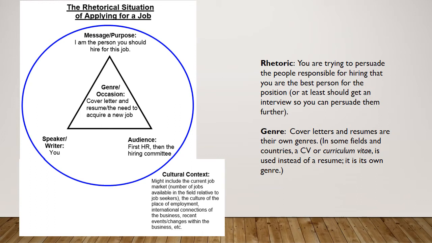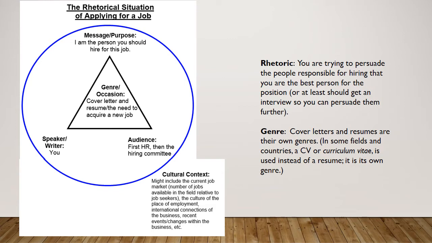You might also want to know recent events or changes within the business. Is there a new CEO? Perhaps there's recently been some bad press for that business. You should be aware of what's going on with them. So the rhetoric in this situation is that you're trying to persuade the people that are hiring that you're the best person for the position or the best person to get an interview.